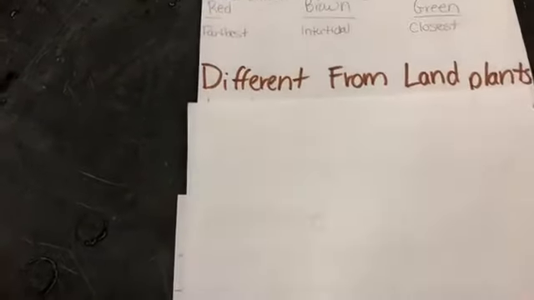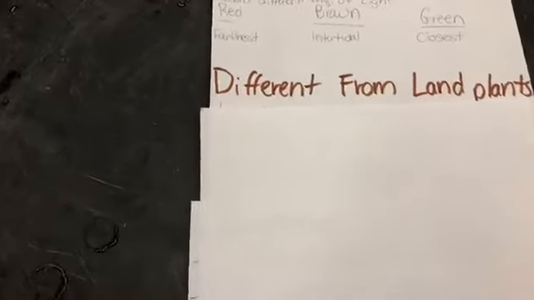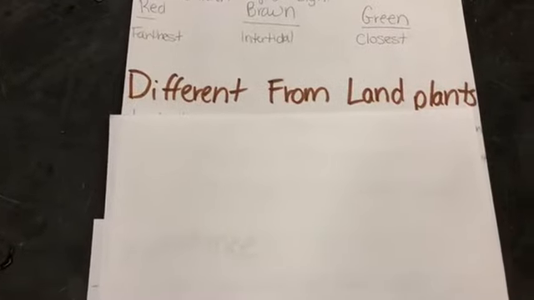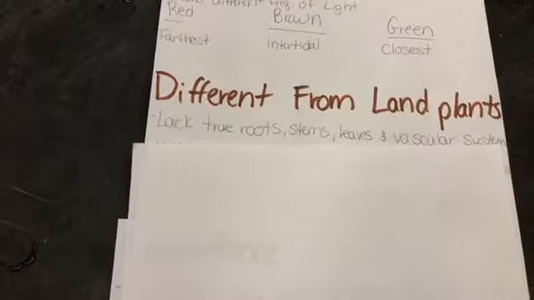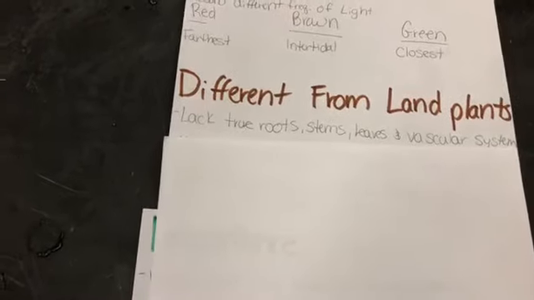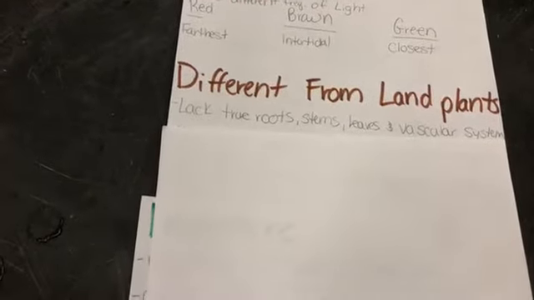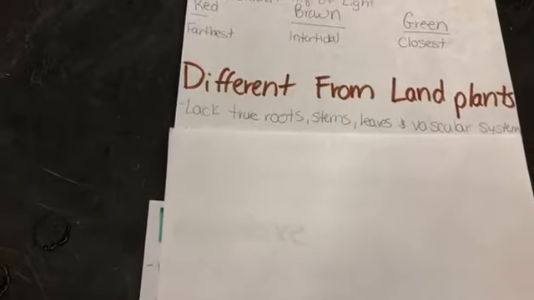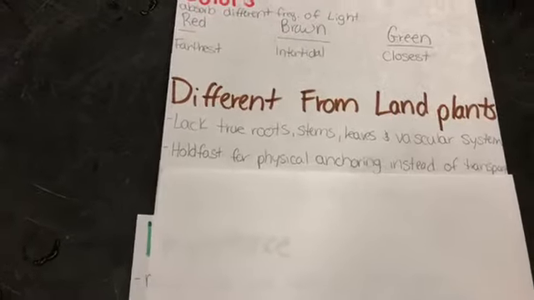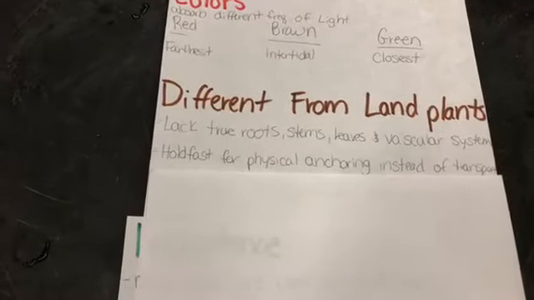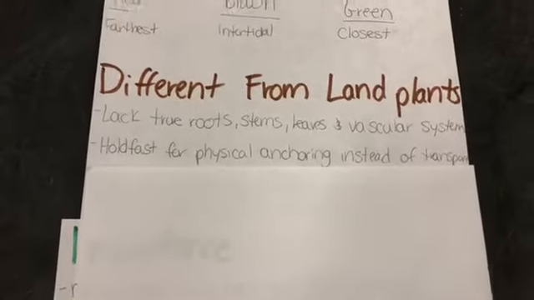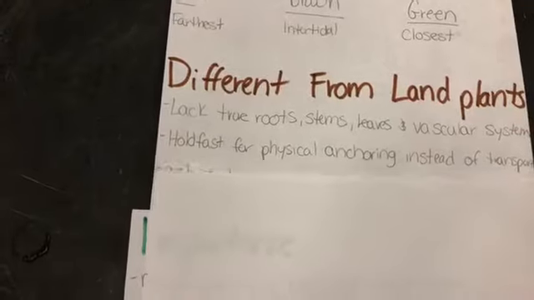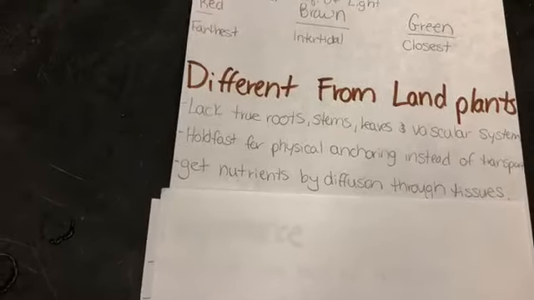So you might be wondering what makes them different from land plants. We talked about how they are both using photosynthesis to create their own food and to create oxygen. But unlike the plants from land, they don't have true roots, stems, leaves, or a vascular system. What that means is they do not use their roots and their stems to transport water or nutrients up to the top part of their body. So this holdfast is for physically anchoring instead of that transport like I was just talking about. And the reason for that is because they are surrounded by water, so they can just kind of take in nutrients as they need to. So they get those nutrients by diffusion through the tissues.